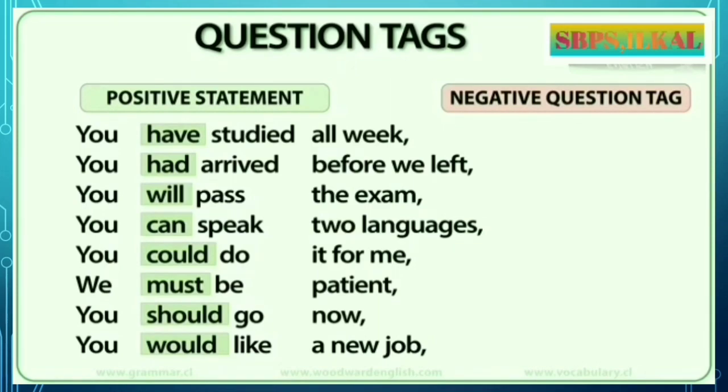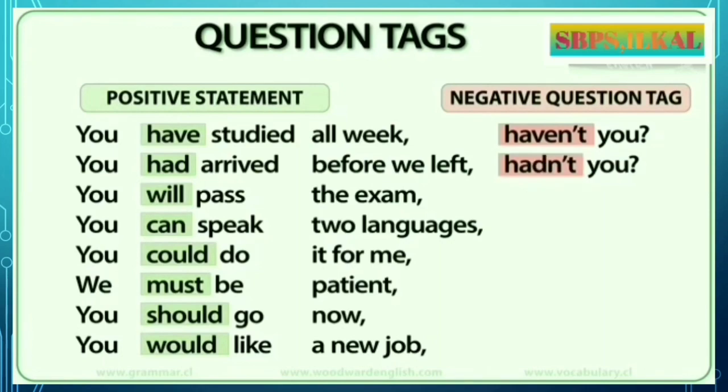What is the question tag for each one? First you read the sentences, statements. You have studied all week, haven't you? Because these are all positive statements. Second one, you had, hadn't you? You will, won't you? You can, can't you?